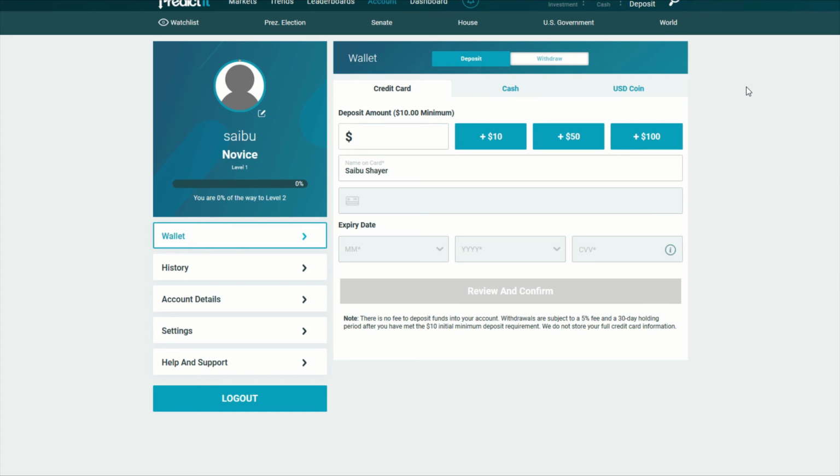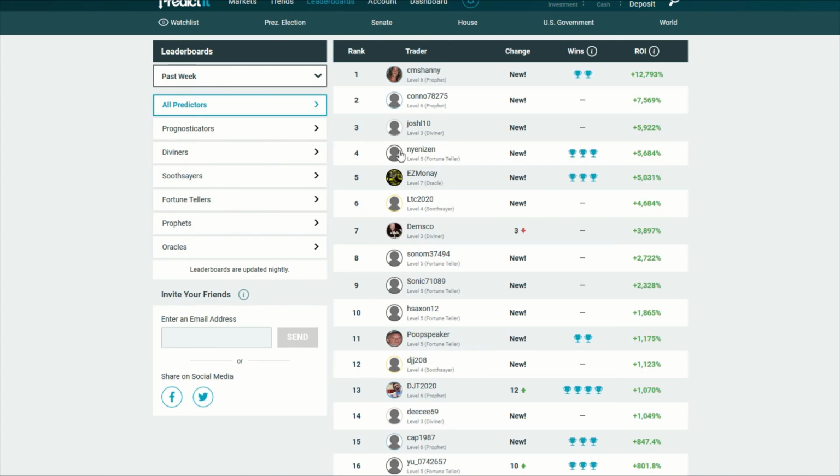And in closing, there are some other tabs as well, such as Leaderboards, where you can see who is the leader currently and their return on investment. In my opinion, this isn't something that you could use to improve your odds of winning or anything like that, but it's something you could look at if you're into that kind of stuff.